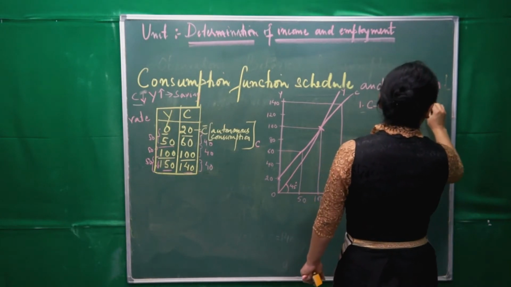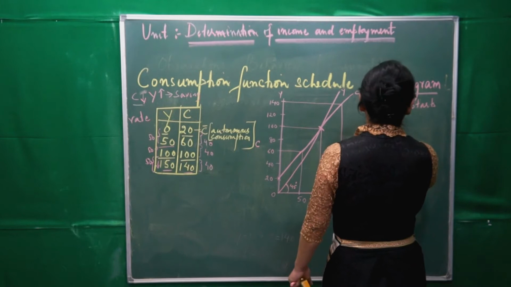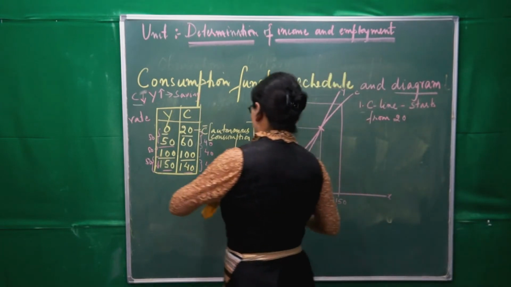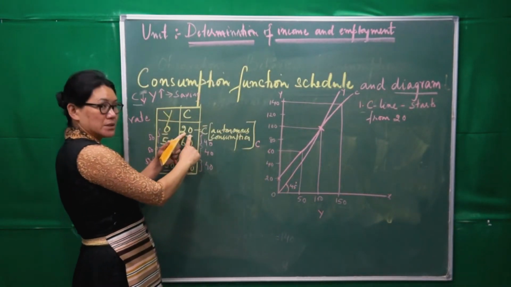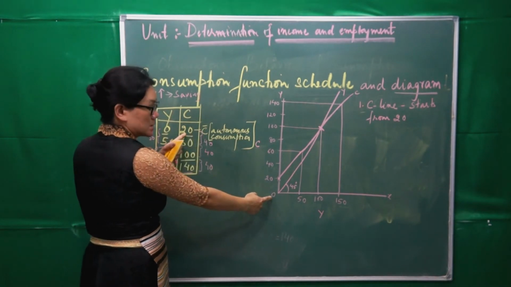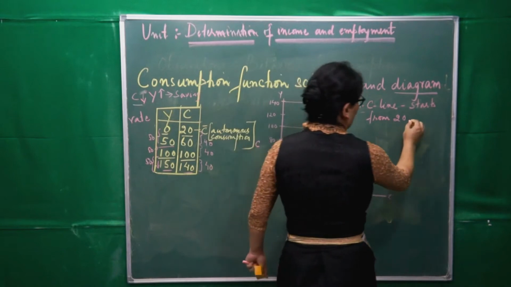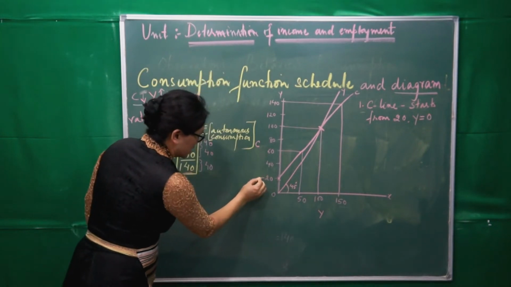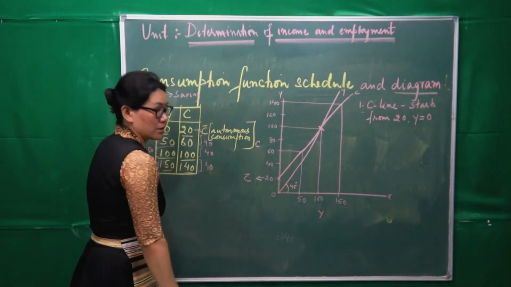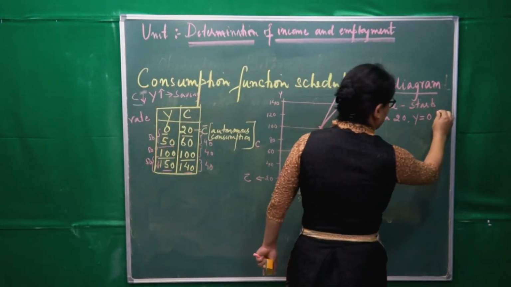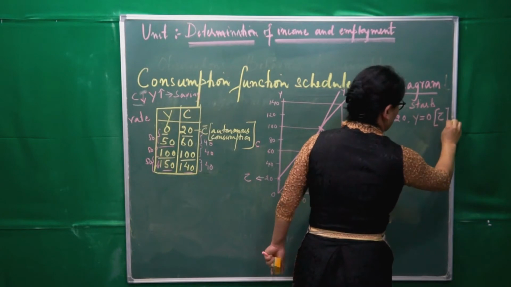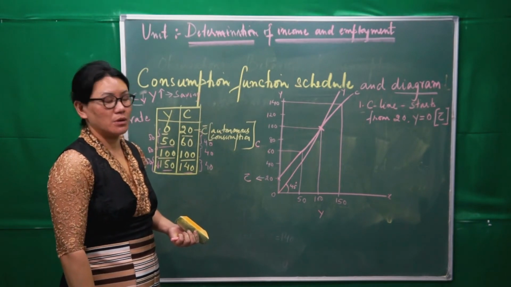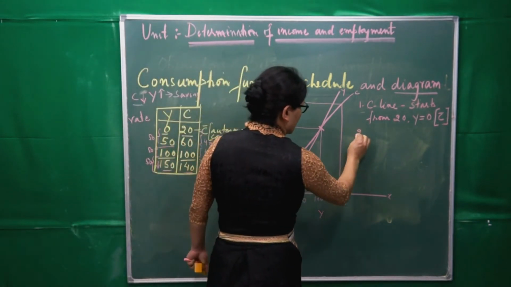It starts from where? It starts from here, 20, right? So see in the schedule, 20 when income is 0. When income is 0. So this one is what here? This is C bar. This is nothing but C bar, which represents autonomous consumption. All right.